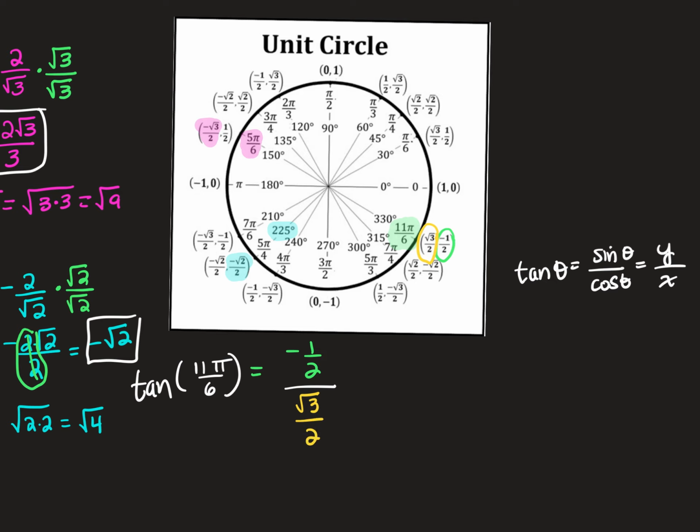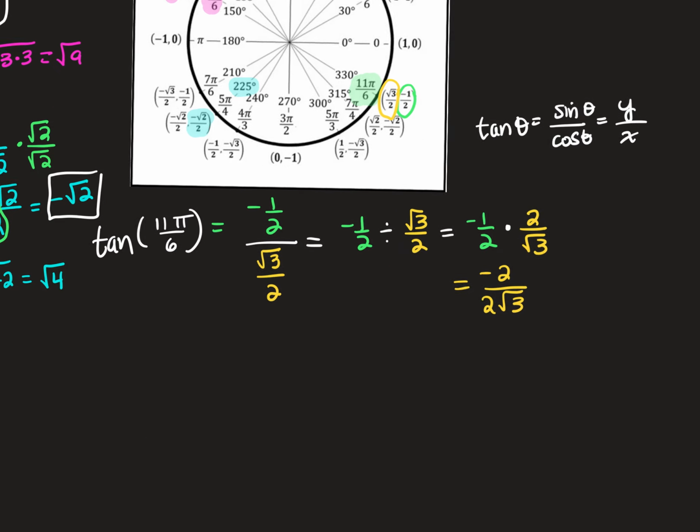Now this is a little messy, so let's talk about how to fix this. When we divide fractions, what I'm really doing is this, negative 1/2 divided by radical 3 over 2. When we divide fractions, that's the same as saying take the first fraction and multiply by the reciprocal of the second fraction. All right, so now let's multiply our fractions. Negative 1 times 2 and 2 times radical 3 will end up giving us negative 2 over 2 radical 3. Now that's not bad, but we still need to do some simplifying. So let's work on simplifying this.